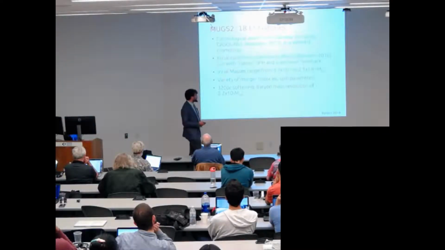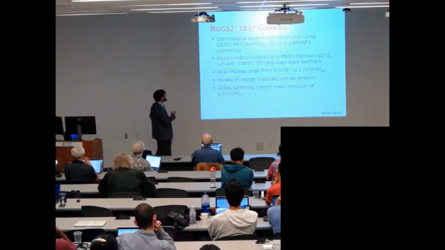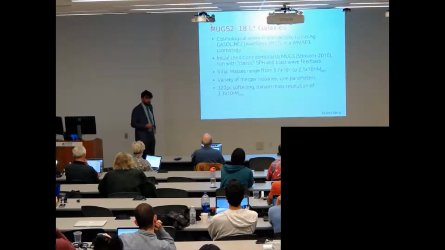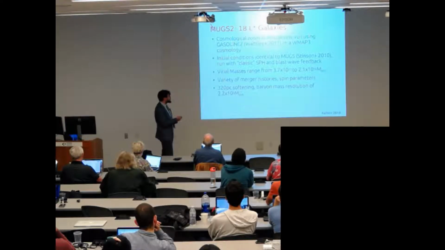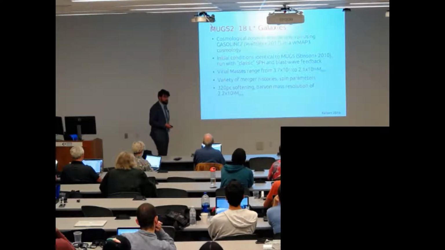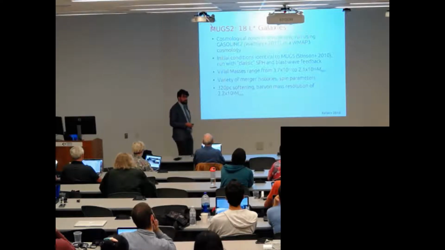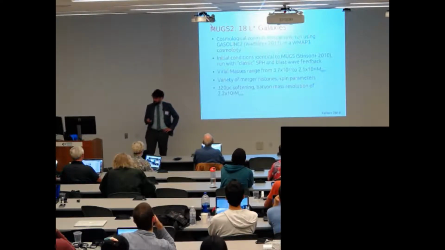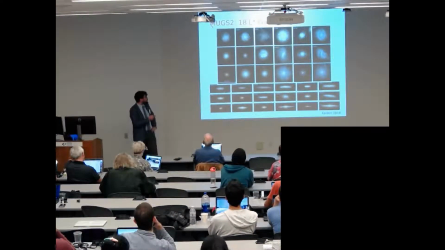So I'm investigating these, among other tools, with the MUGS-2 simulations. This is a suite of 18 L-star galaxies spanning a range of masses with a variety of merger histories and spin parameters, and with a resolution comparable to the Romulus simulations that have been discussed already. So, of course, we have to see our pretty pictures.